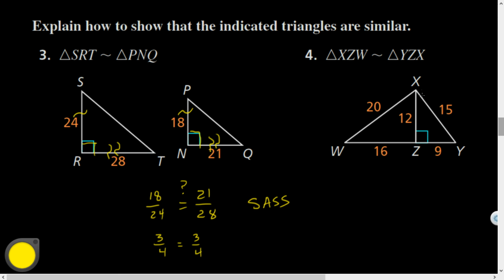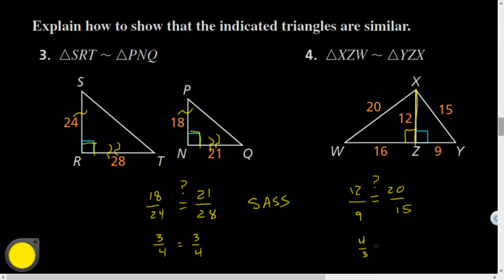How about this one? Question 4. This is weird. All right, let's compare the smallest on the bigger triangle, 12, to the smallest on the little triangle, 9. Okay, so this one is a rotation and then a scaled down version. You guys visualizing that? So 12 is to 9, and then hypotenuse to hypotenuse, I would need to do 20 to 15. And the question is, are those equal?